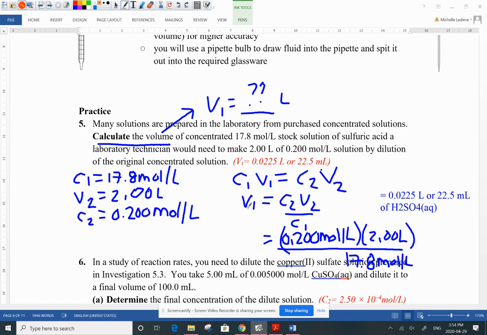So again, I have a small volume that I'm starting with. I'm starting with 22.5 mL to make how much? To make 2 liters, a much higher volume of my solution. Okay, so I've diluted it. I took this stock, highly concentrated solution, and I made it less concentrated.